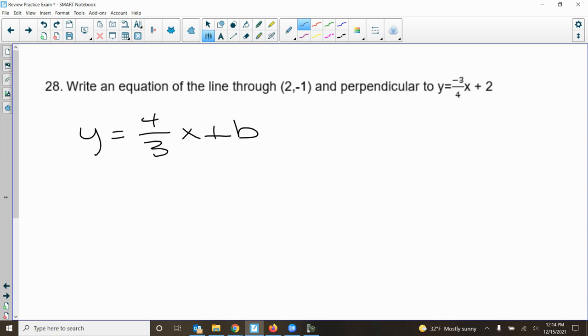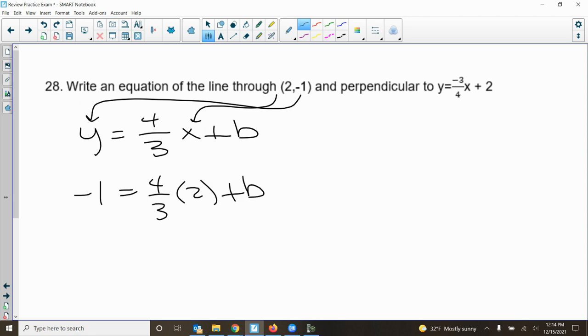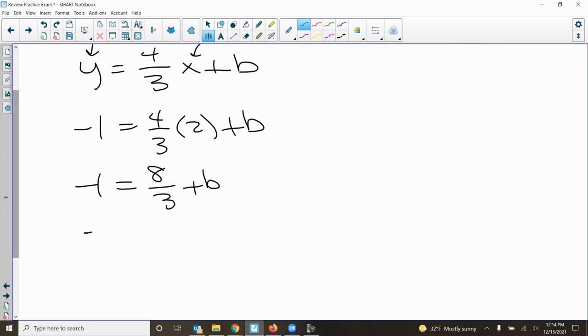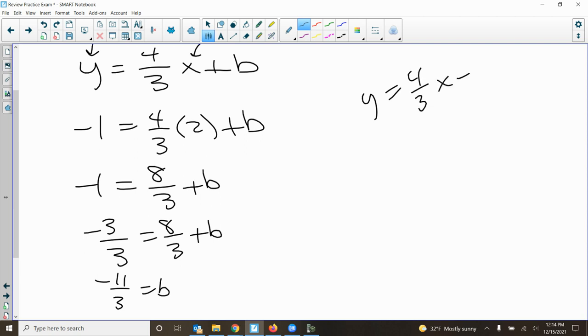And then we do the exact same thing that we just did. Plug in 2 for x, plug in negative 1 for y. 4/3 times 2 is 8/3. And again, I should probably just go ahead and make negative 1 into thirds. I'm gonna have to subtract 8/3 anyway. So let's make -1, -3/3. Subtract 8/3, I get -11/3 for b. So my final equation is y equals 4/3 x minus 11/3.